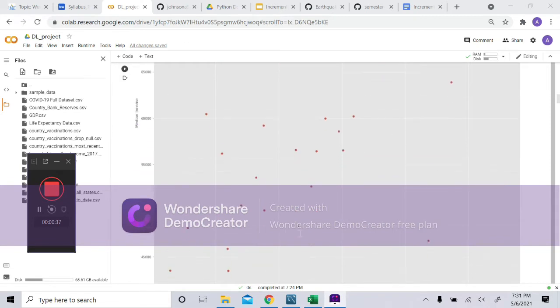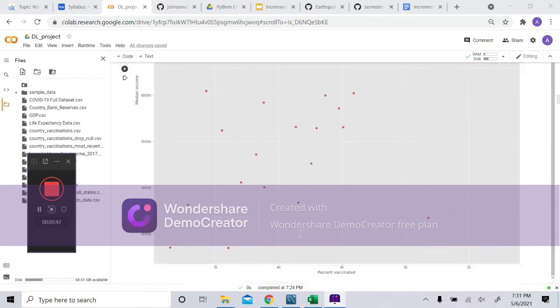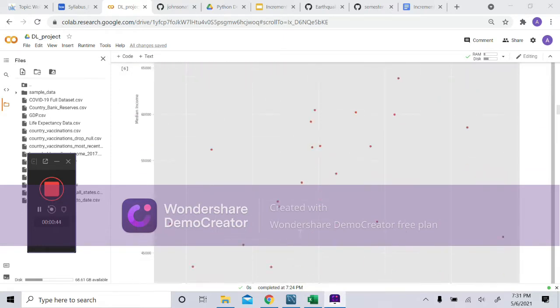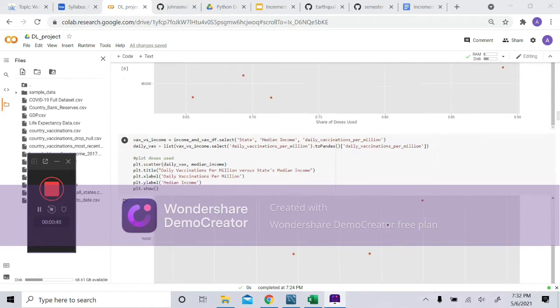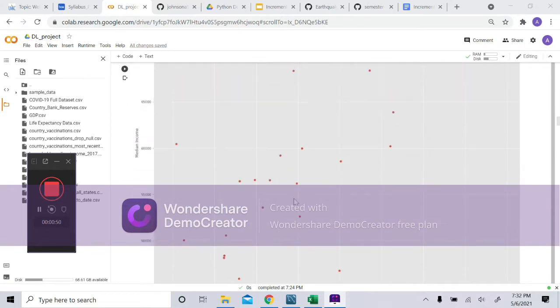First, I did median income versus percent people vaccinated, and this is for each state. Next, I did median income versus share of doses used. And then I did median income versus daily vaccinations per million.